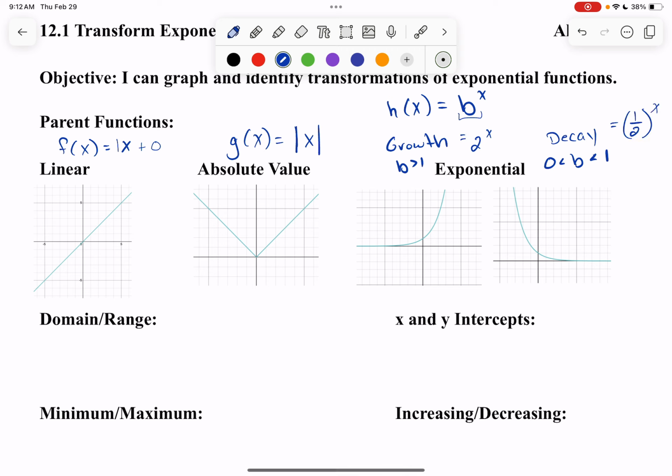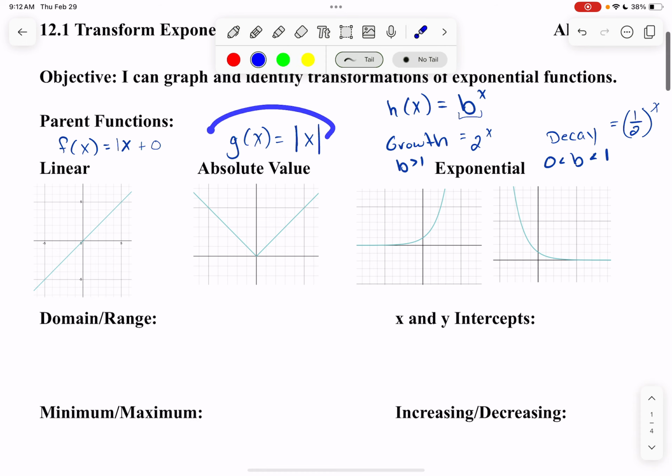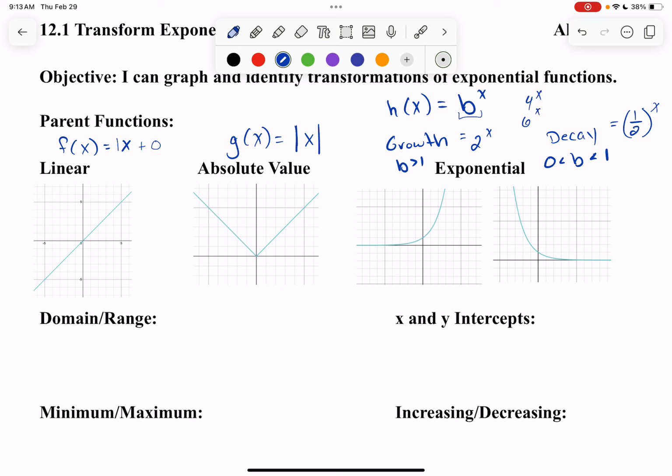Okay, so there isn't just one standard, like here there's one standard absolute value parent. Here there's one standard linear parent. There isn't one standard exponential parent, because this base, like I could have 3 to the x, I could have 4 to the x, I could have 6 to the x. Each different base is a different parent function. Okay, so there isn't one single parent function, but they all behave very similarly.